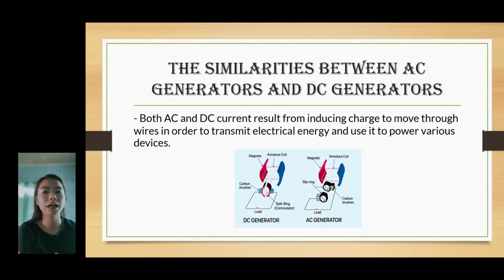The similarities between AC and DC generators. AC generators and DC generators both work on the relative motion of a coil of wire and the magnetic field, which is used in the production of electricity.